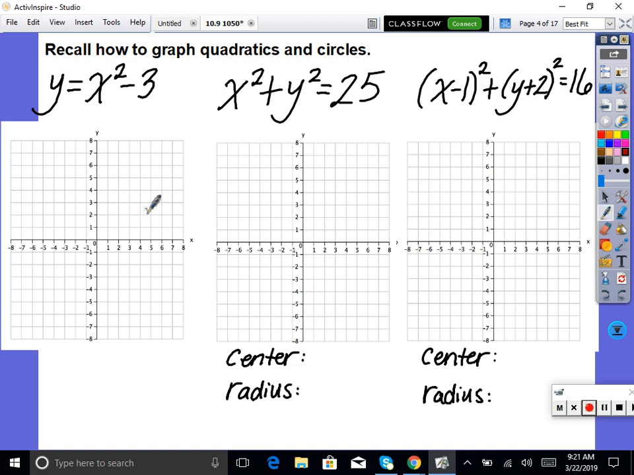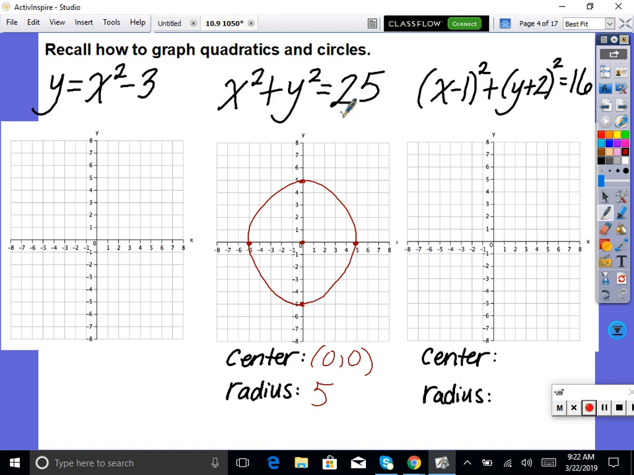Okay, then let's talk about how to graph a circle one more time. We would have a center here. There's no shift left and right, no shift up and down. So my center on this would be 0, 0. My radius squared is 25, therefore my radius is just 5. So I'd start at 0, 0, over 5, up 5, over 5, down 5. Connect my circle, right? Okay, so what would the center be here?